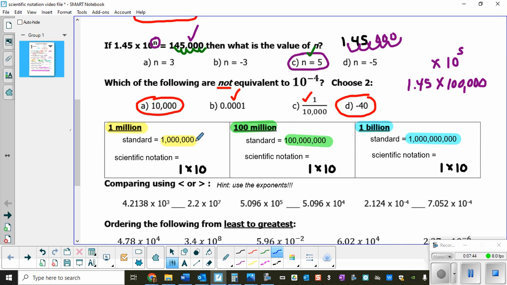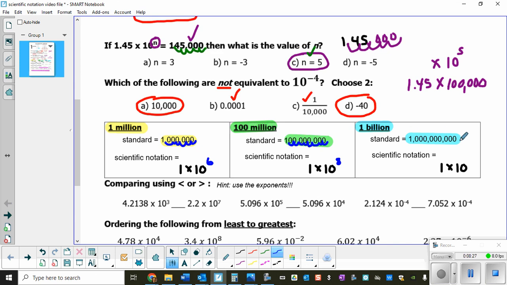So for this one, again, if we want to know what the exponent needs to be, we can simply start at the end and say I'm going to go 1, 2, 3, 4, 5, 6. So scientific notation, this is 1 times 10 to the 6th. 10 to the 6th power is 1,000,000. So 1 times 10 to the 6th is what it looks like in scientific notation. Now for 100 million, let's count. We've got 1, 2, 3, 4, 5, 6, 7, 8. So 10 to the 8th is 100 million. So 1 times 10 to the 8th is how I write this in scientific notation.